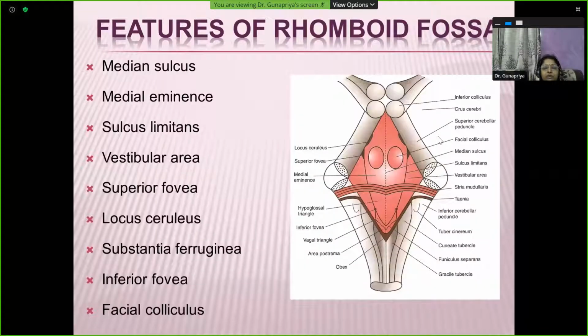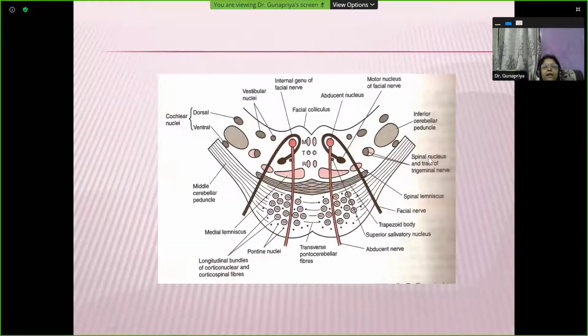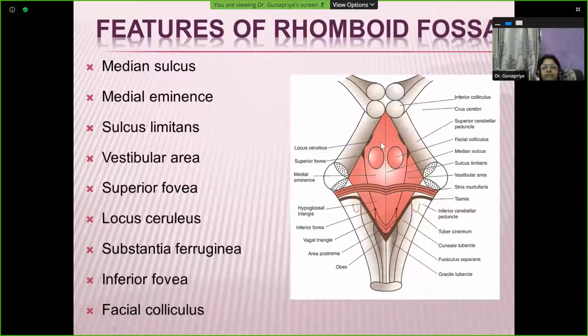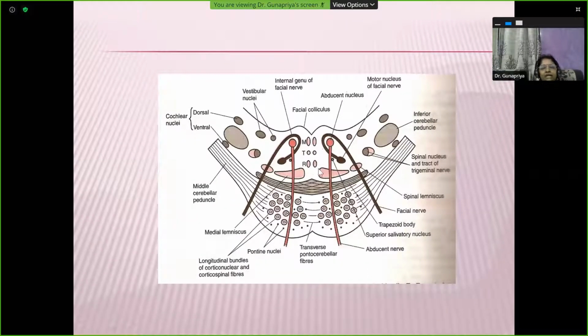So that is the facial colliculus here. If you take a section of the pons at this level, it's going to appear like this. This is the site of the facial colliculus, a bulge or eminence that you're seeing in this picture as an oval elevation. When you take a horizontal section exactly at the level of the facial colliculus, it appears like this, a pontine section at the level of the facial colliculus.